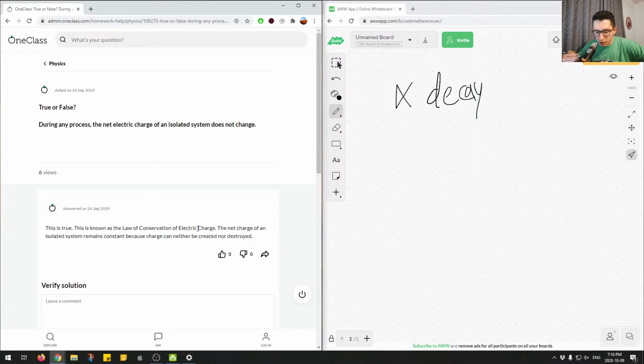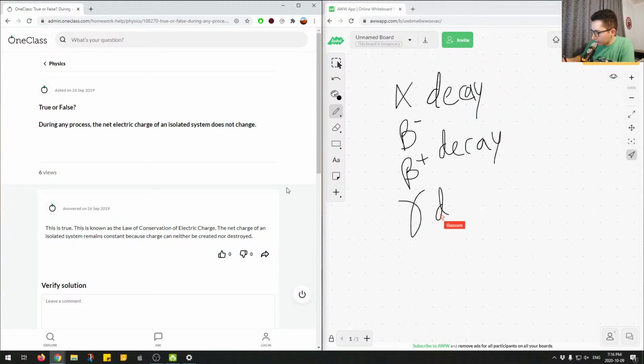that's when you need to understand that electric charge is conserved, and that you add up the correct number of protons and neutrons together. Similarly for beta decay, where there's beta negative and beta positive decay, and for gamma decay. But for this question, all you really need to know is that for an isolated system, the net electric charge does not change, and it's conserved based on the law of conservation of electric charge.